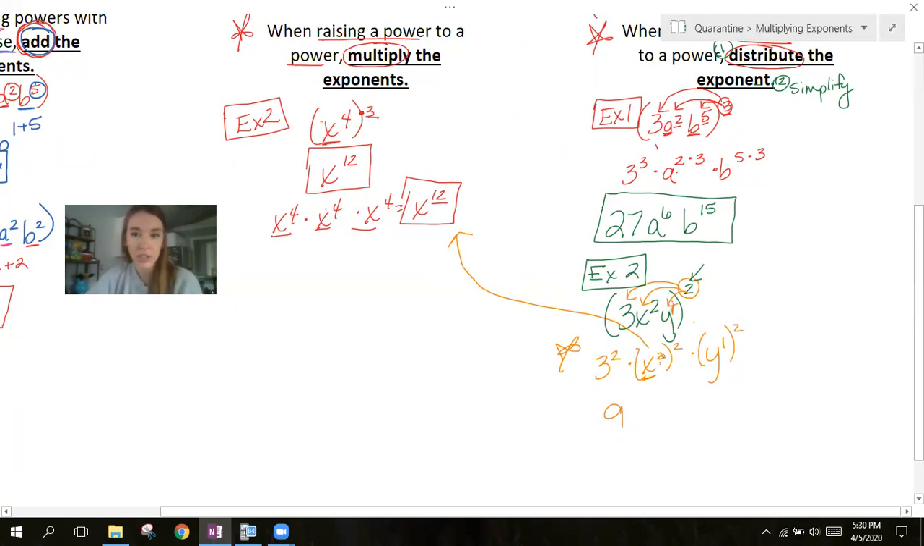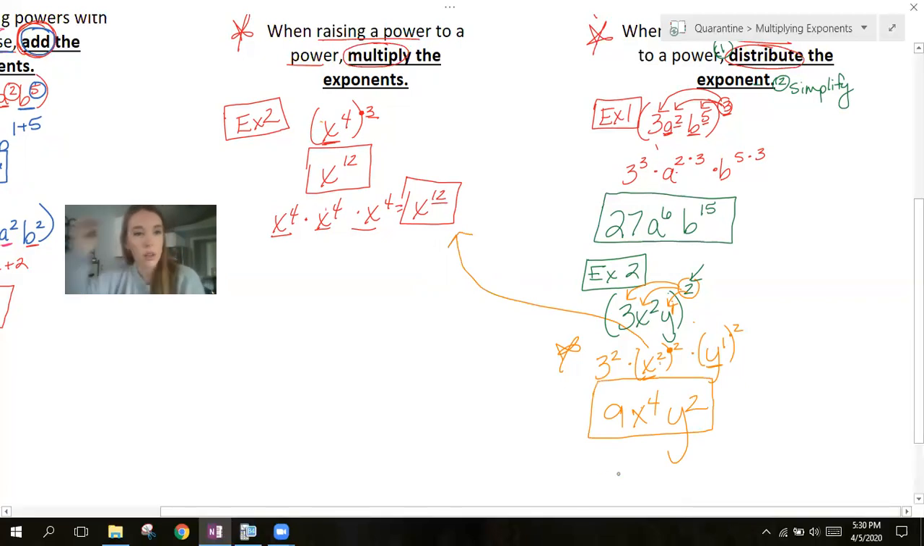So that's 2 times 2, so that would be x to the 4th power. And then we have y, our base to a power to a power, so you just multiply those two exponents. 1 times 2 is 2. And that would be your final answer.